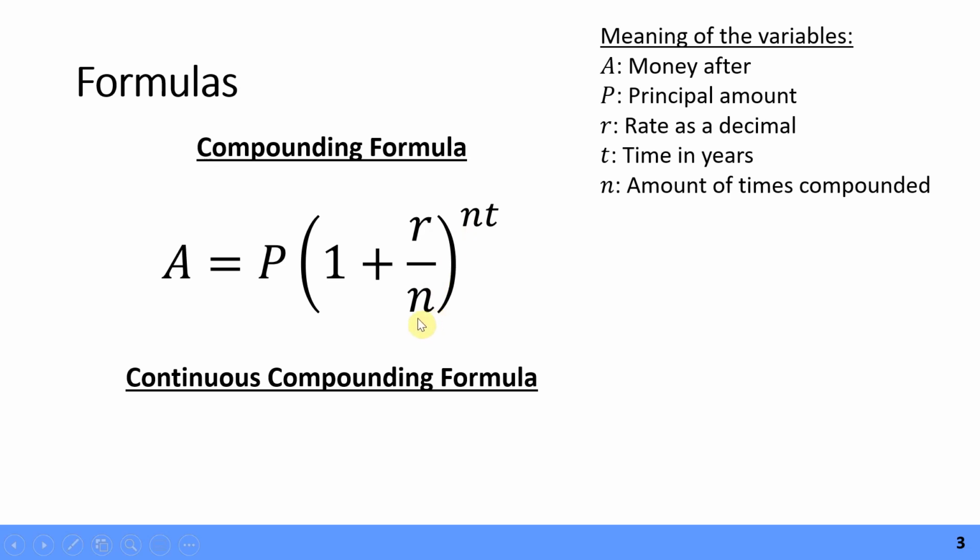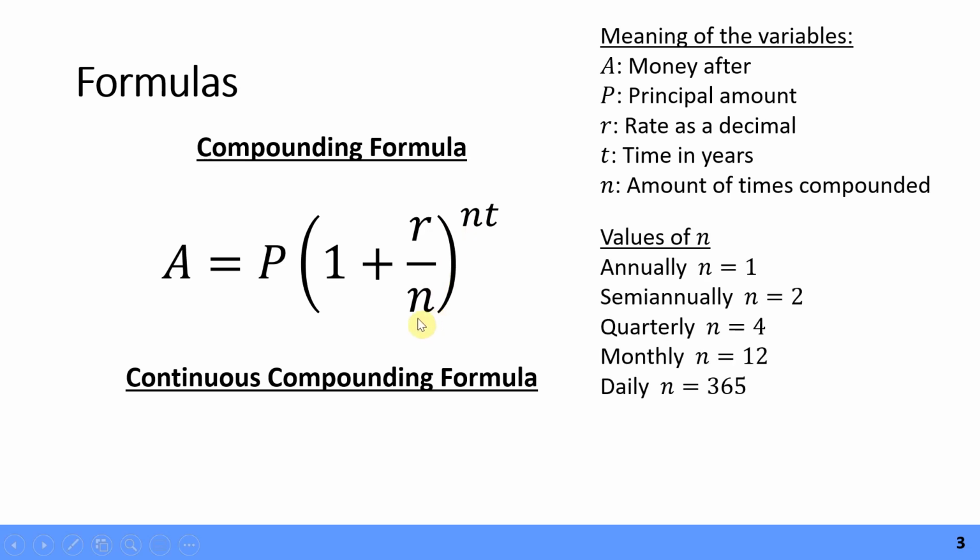Like I said, the N is the tricky one here. Depending on the problem, little keywords in the problem are going to tell you what N to use. If the problem says compounded annually, that means your N value is going to be 1. Semi-annually represents a 2. Quarterly means 4 times in a year, so N is 4. Monthly, obviously, is every month, so it's 12 times a year. And then daily is going to be represented with the number 365. We don't take into consideration any leap year, anything like that. It's always going to be 365.